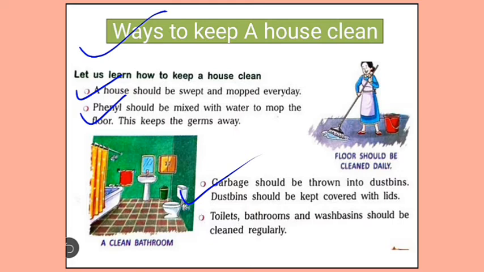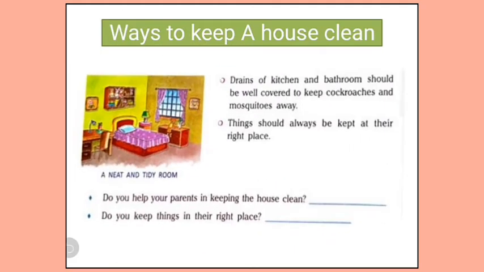And apart from this, toilets, bathrooms, and wash basins, which are being used very frequently by every member, should also be cleaned regularly. And as we have discussed earlier, the drains or the pipes which carry dirty water of kitchen and bathroom should be covered properly so as to keep the insects like cockroaches and mosquitoes away. And finally, all the things should always be kept at their right places.